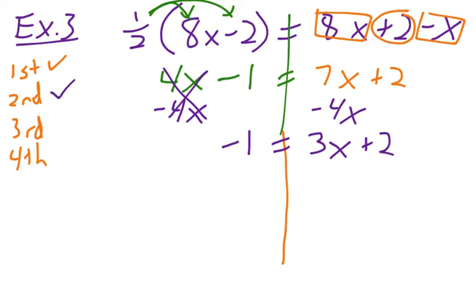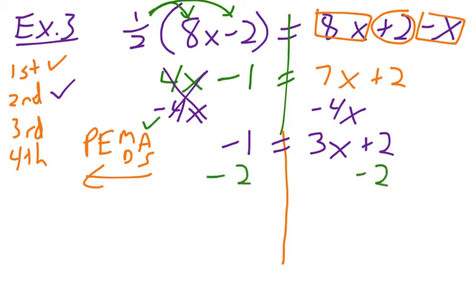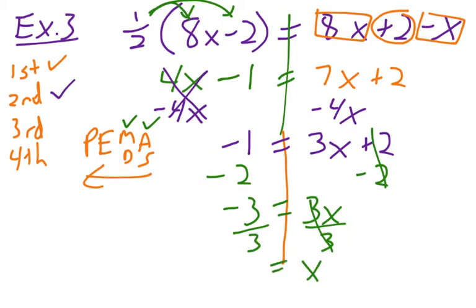Third step, use inverse operations. And we're using PEMDAS backwards. So we do add and subtract. So we're adding 2. So we want to subtract 2. And we get negative 1 minus 2 is negative 3. Bring down my 3x. Now we're on multiply and divide. We're multiplying by 3. So the inverse is dividing by 3. And negative 3 divided by 3 is negative 1. So there's our third step, and then our last step, our fourth step, is just to do the check step.